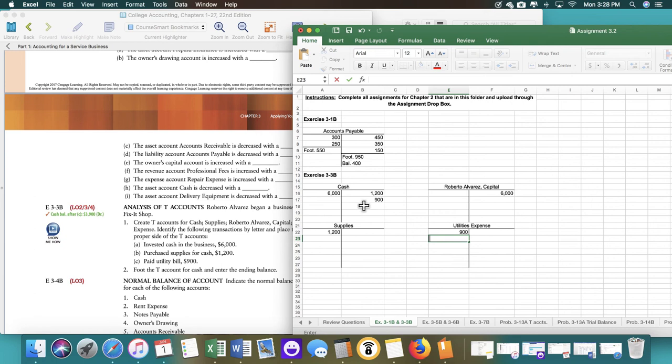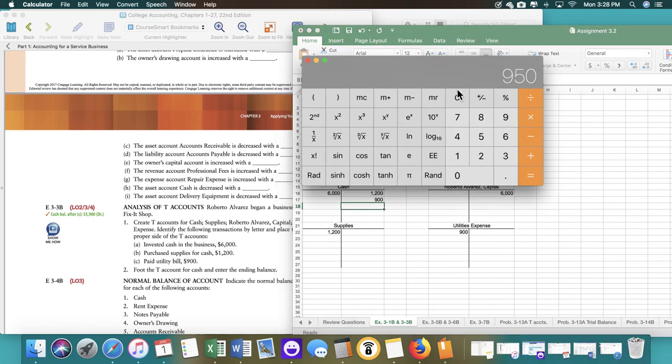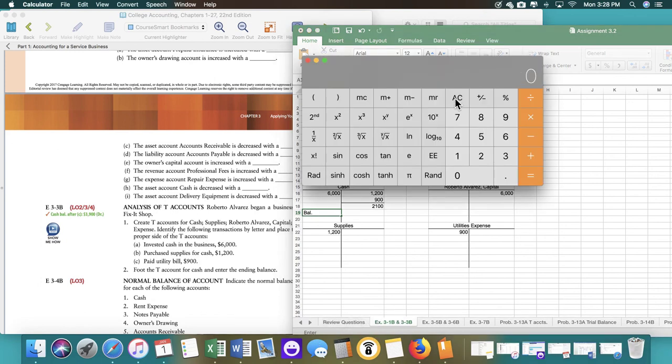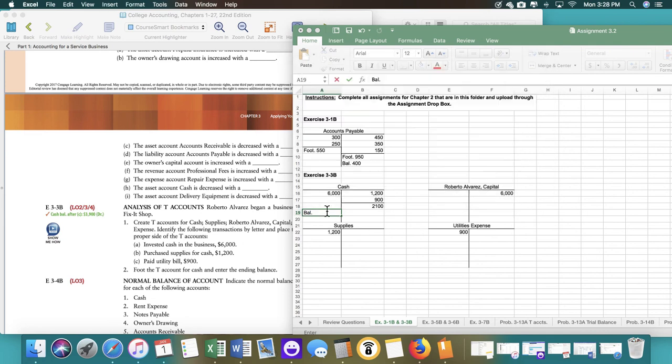So now we have to foot the account for cash. So that should be 2,100. So 1,200 plus 900 is 2,100. And then we're going to have to balance the account. So we're going to take 6,000 minus 2,100 gives us a balance of 3,900.